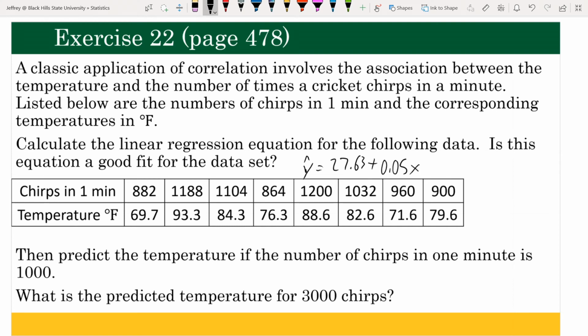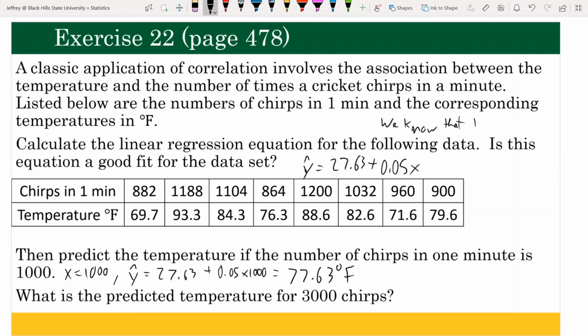So if I was to predict the temperature if the number of chirps in 1 minute is 1,000, I would simply have x as 1,000, then I'd calculate what y hat is. So 27.63 plus 0.05 times 1,000. And we get our temperature of 77.63 degrees Fahrenheit. Now again, keep in mind that we already did the hypothesis test, and we know that there is a correlation. So now, what is the predicted temperature for 3,000 chirps?